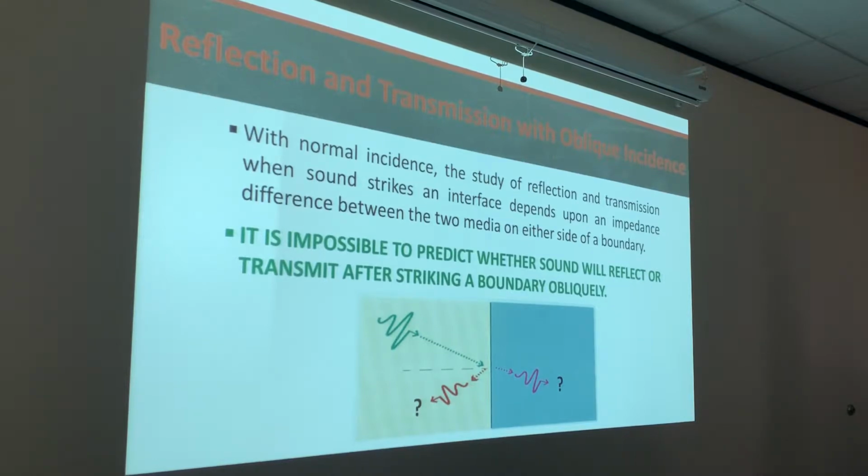Right? So now we're going to talk about reflection and transmission with oblique incidence. Okay? So, like I just said, with normal incidence, the study of reflection and transmission when sound strikes the interface depends on the impedance difference. Normal incidence, 90 degrees. When we talk about oblique incidence, guys, it is impossible to predict whether sound will reflect or transmit after striking a boundary obliquely. All caps, that's why I'm yelling. It's impossible to predict that. They cannot put a number on that.